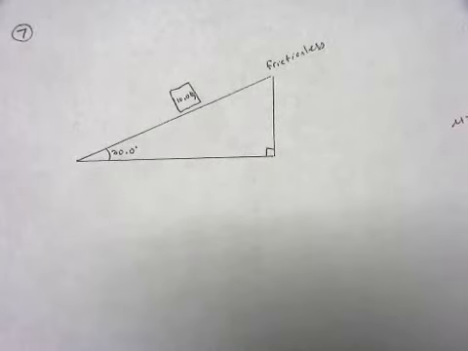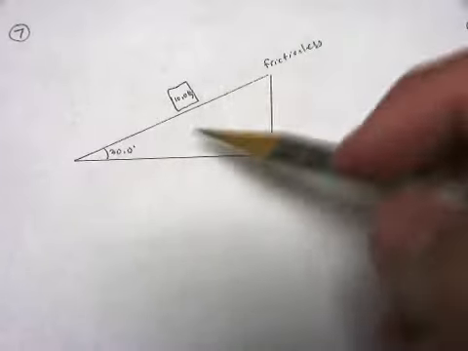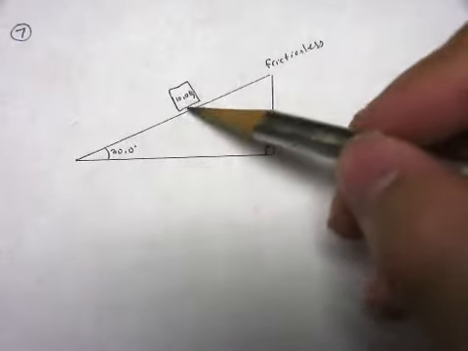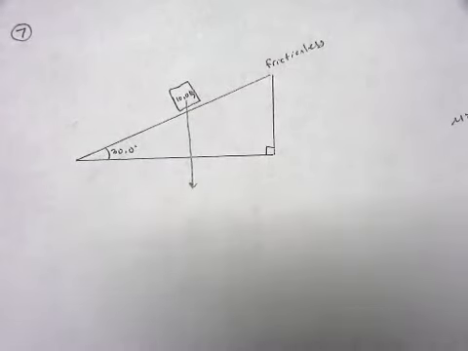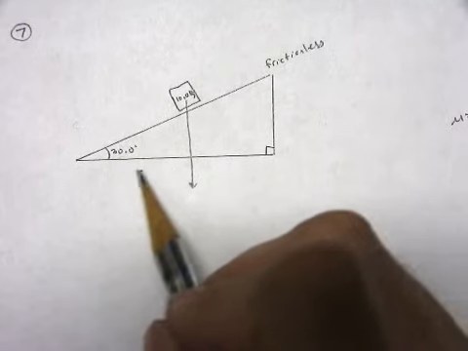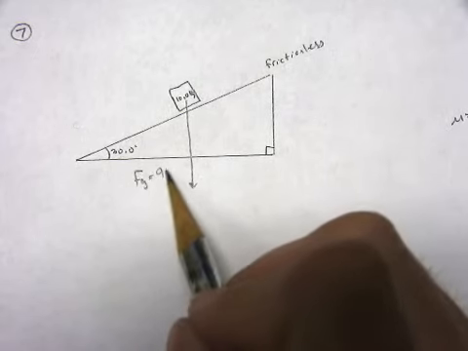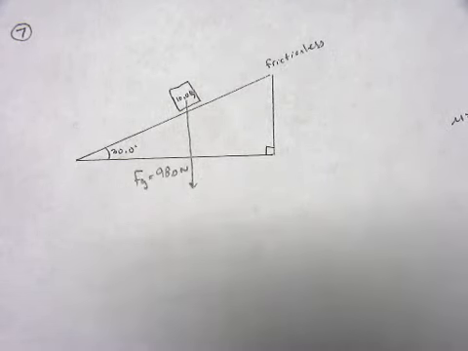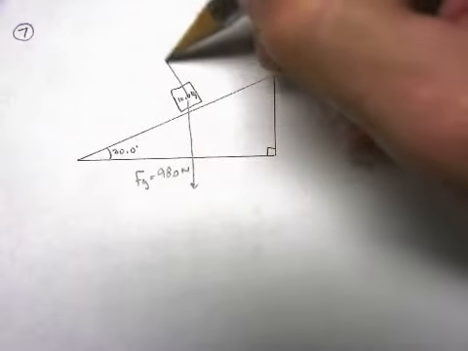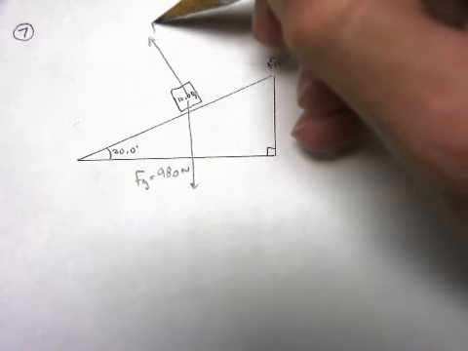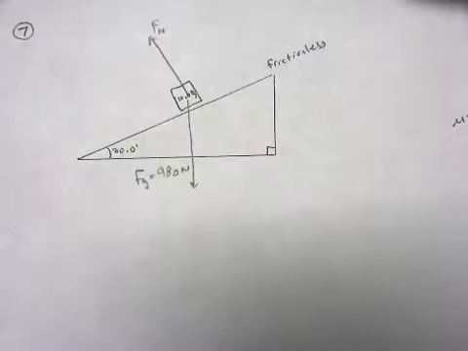Number 7. It's frictionless. I'm on an inclined plane. So let's draw on the forces that I know. I know that there are two. There's gravity pulling down. Gravity pulls down with a force of 98.0 newtons. There's a normal force. The normal force is always at a right angle to the surface.